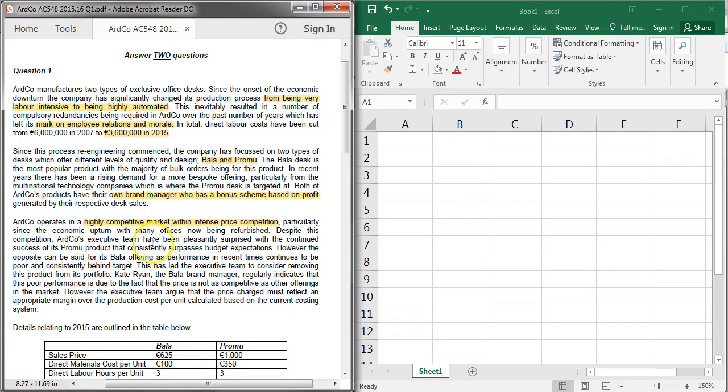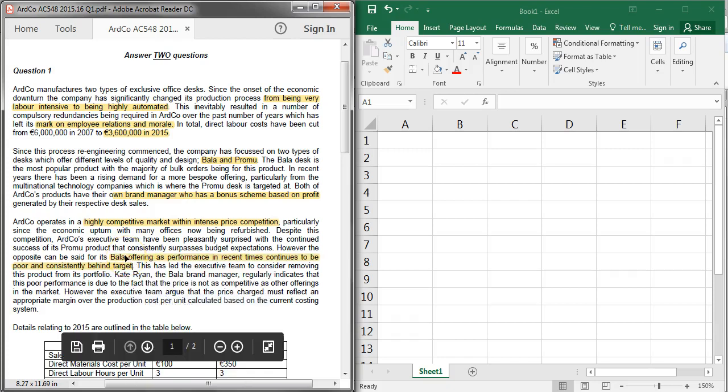It says that despite the competition, they've been pleasantly surprised with Promo. So they're happy with Promo's performance, but they're not happy with Bala. Bala, it says, continues to be poor and consistently behind target. So that's the one that's the higher volume, lower price product. And Kate Ryan, the brand manager, thinks that this poor performance is due to the fact that the price is not as competitive as other operators.